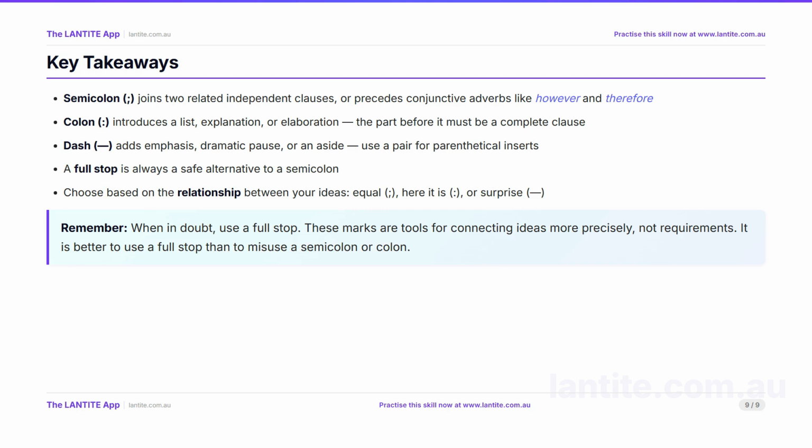And the golden rule for choosing between these marks: think about the relationship between your ideas. Equal and related? Semicolon. Here comes the detail? Colon. Surprise or emphasis? Dash. It is better to use a full stop than to misuse any of these marks.